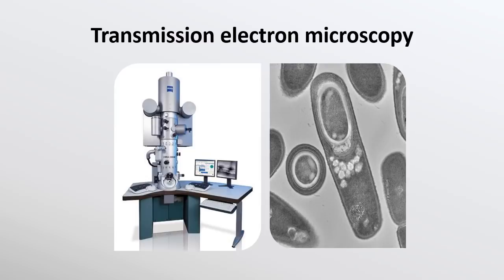Okay, this is how a transmission electron microscope looks. Usually it is as big as a scanning electron microscope, and also accommodated in a fully air-conditioned room. And this is the image you get. This is one bacterium, and you can see what is inside the bacterium using a transmission electron microscope. And again, the image you get is 2D.